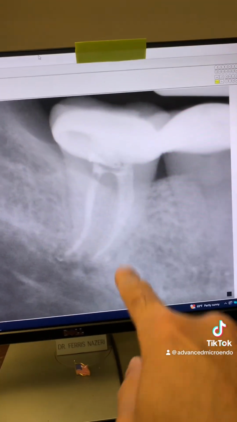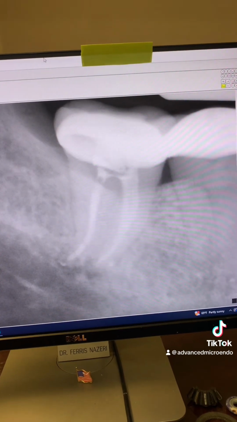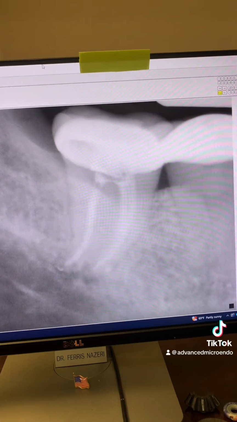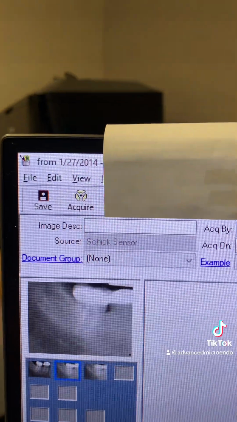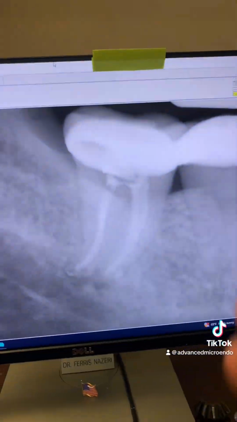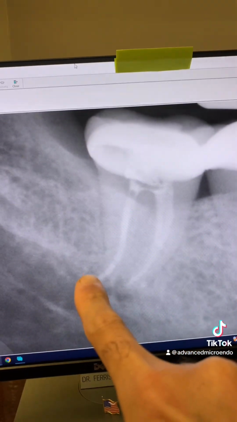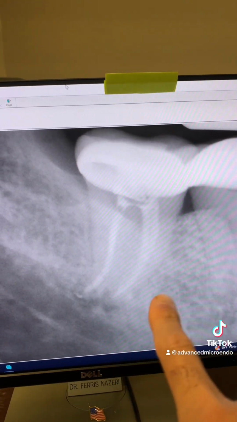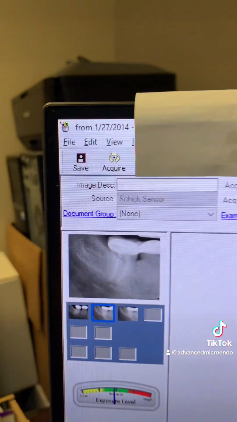This was immediately after we did the root canal for him in 2014, almost 10 years ago. We saw him January 27th of 2014. Right here, as you can see, immediately after we did the root canal, you can see the periapical lucency here and here, and as I said, we went through the crown and did it in one appointment. And again, here's the date.